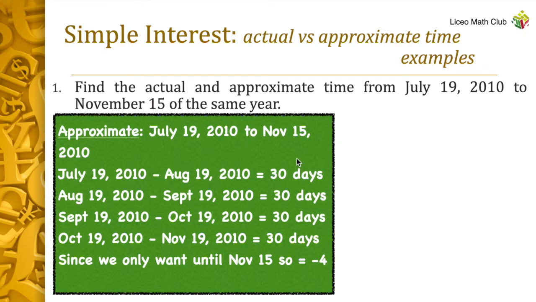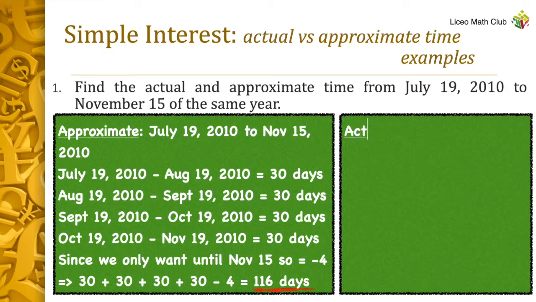Okay, so what are we going to do? We're going to add all these months and then just subtract the overshoot that we did. So what we have is 30 plus 30 plus 30 plus 30 minus 4 is equal to 116 days. So that's the number of days when we use the approximate time. Hopefully it's clear now. Next, we're going to compare it side by side with the actual.